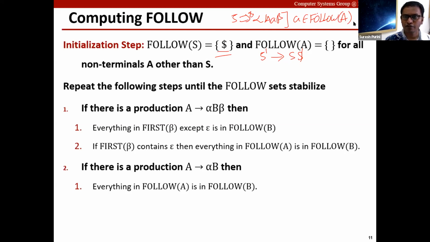So this is the definition for the follow set, and we would like to compute the follow of different non-terminal symbols in the grammar. The way we go about it is we again use an iterative fixed point algorithm. What is the initialization step? The initialization step is follow of S contains dollar, because we are working with the augmented grammar with the substitution rule S prime goes to S dollar. The initial estimate of follow sets for the other non-terminal symbols is the empty set.